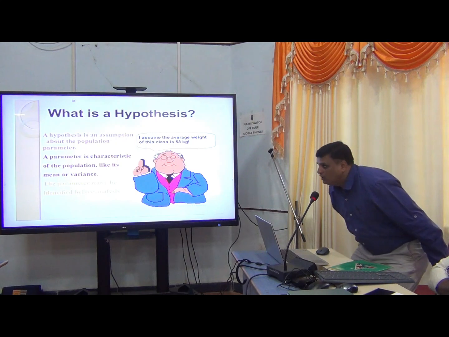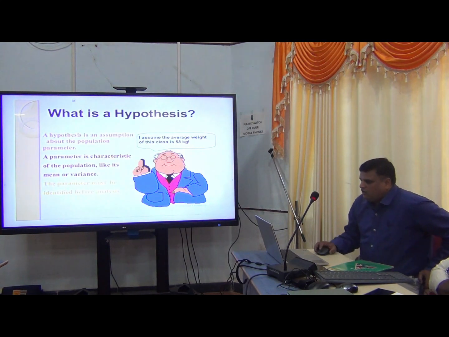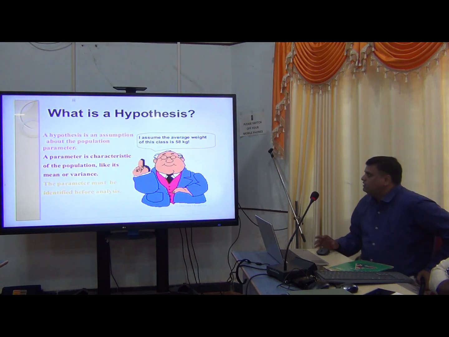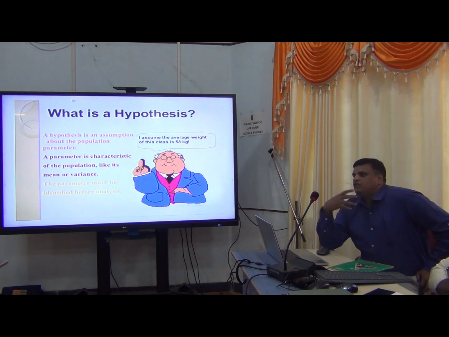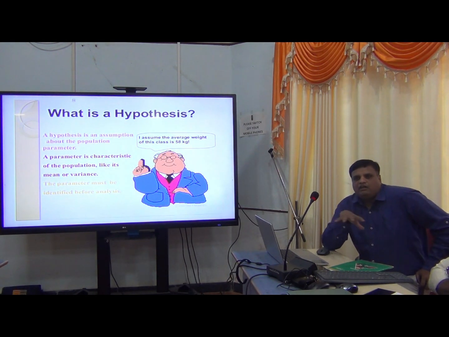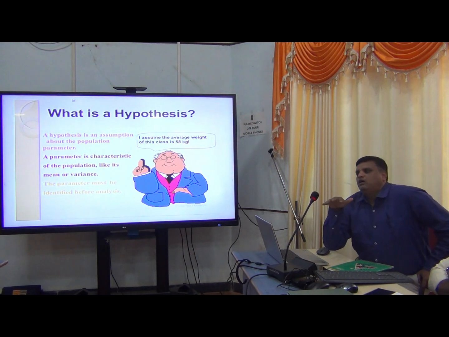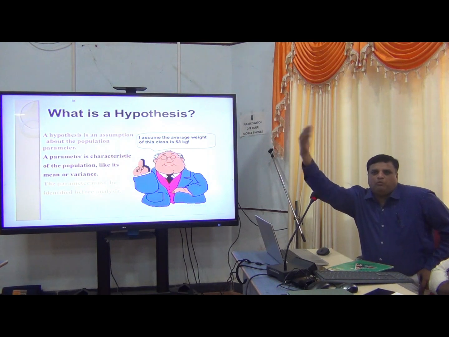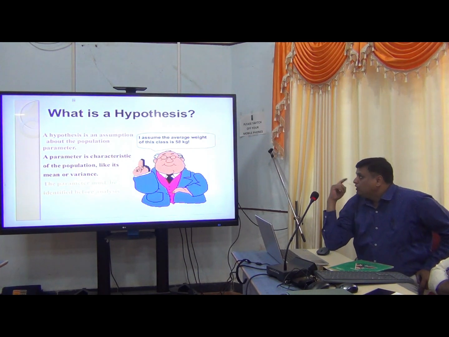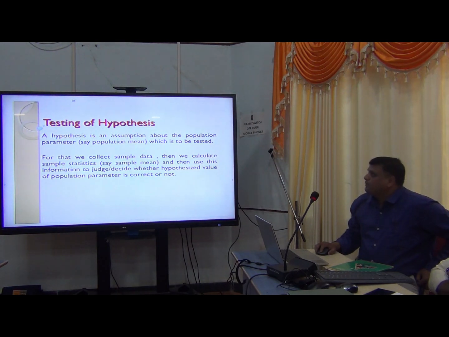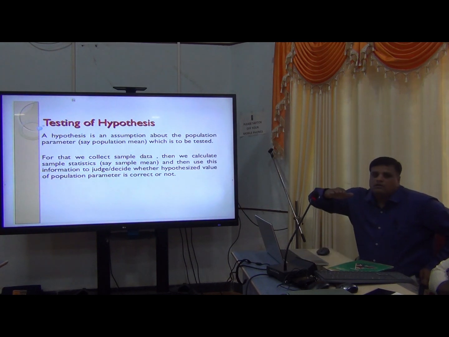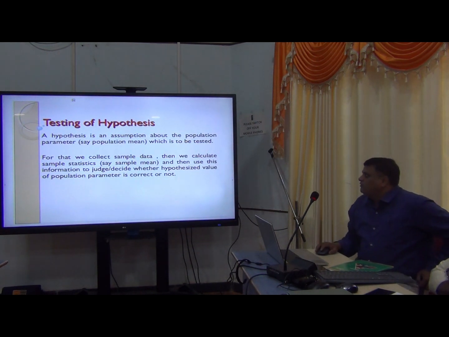Just 2 minutes on what these things are. So what is a hypothesis? Of course, as I told, it's a parameter of the population, like its mean or variance. So we have to assume a population parameter. Hypothesis is basically a statement, an assumption that I am making. Maybe the average weight of this class is 58. That's an assumption that we are making. I am not sure whether it is true or not. It has to be tested. However, I am making an assumption about the population parameter, that is mu, what we call the population parameter. So I assume the weight of the class is 58, and now you have to prove whether it is close to the population parameter. We have to test the hypothesis, which is an assumption about the population parameter, which is to be tested.